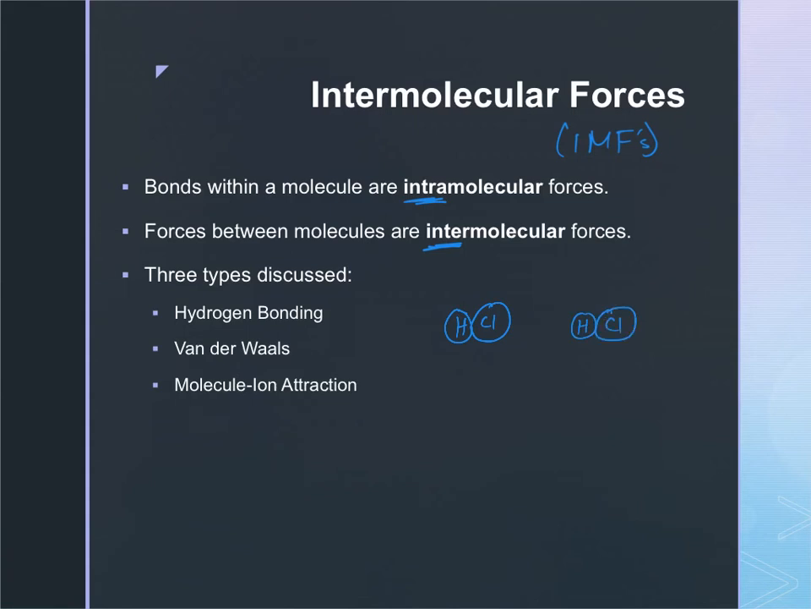we have an HCl molecule here. The bond between them is the intra, whereas the dashed line here is the inter. Okay, it's weaker generally, but it exists, and it's a force of attraction.